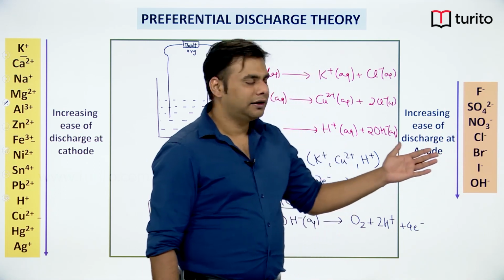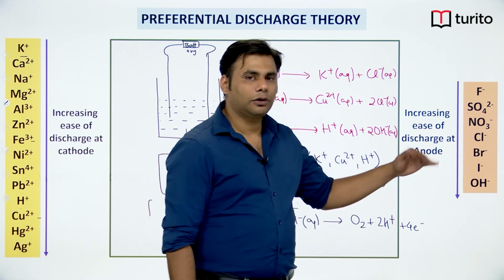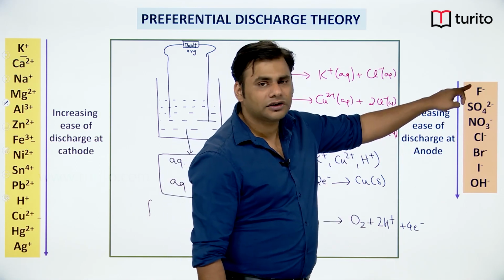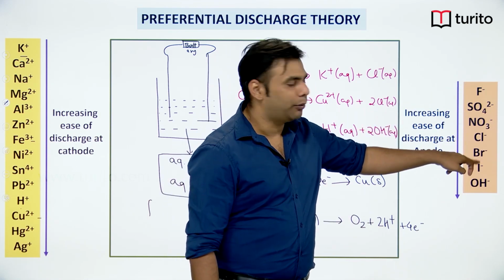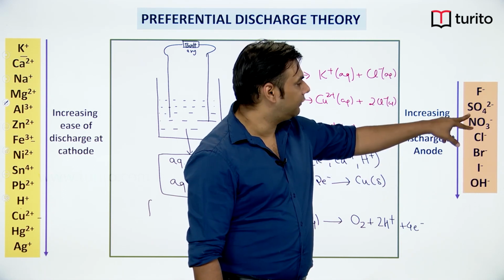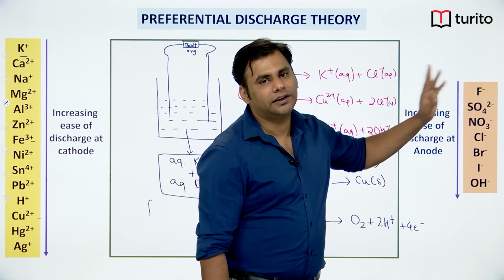Okay. Fluoride, sulfate, nitrate, chloride, bromide, iodide, and OH negative. So this is easy to remember. Start with fluoride, chloride, bromide, iodide. You are going down the group, and the bottommost is OH negative. Then you have to just fix sulfate and nitrate in between them.